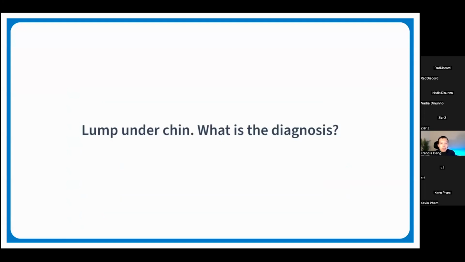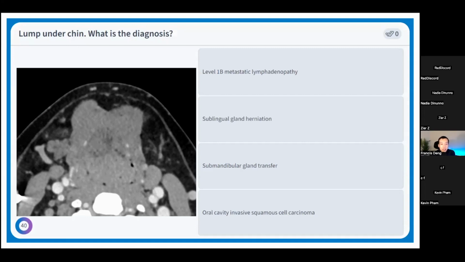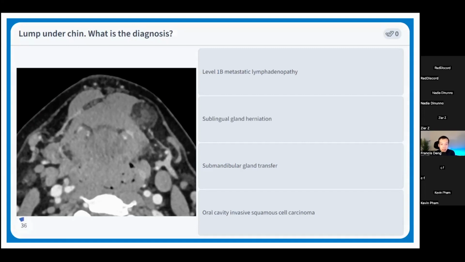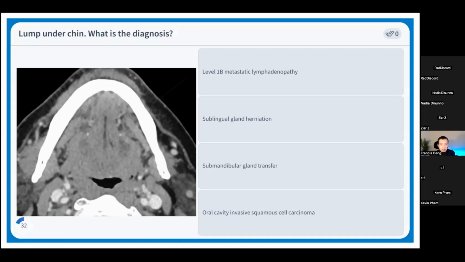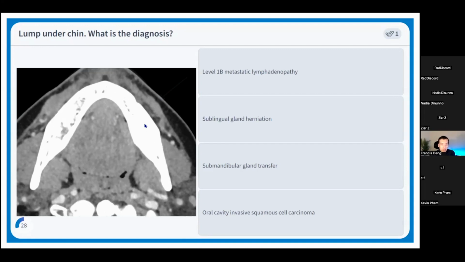Okay. This patient has a lump under their chin, presents for a CT of the neck. What is the diagnosis? I'm showing you this is the lump that is palpated. Let it loop one more time. Take a look at this region.